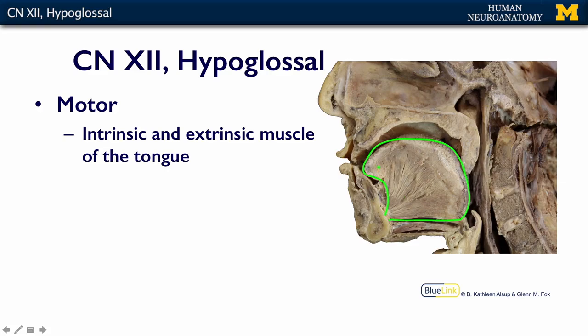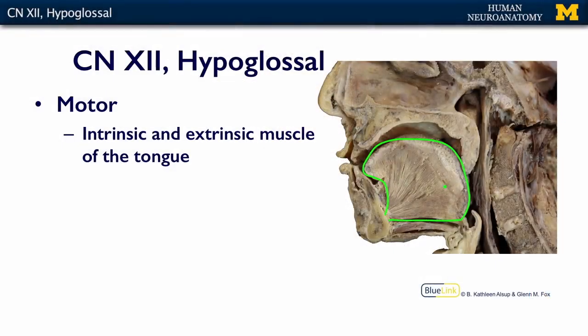The intrinsic muscles are the ones that allow the tongue to change shape, to roll up in a tube if you happen to be able to do that, and it gives the tongue shape. The extrinsic muscles of the tongue are the ones that move it around in the oral cavity. And by working together, you're able to speak and move food around in your mouth for chewing and all of those good things. So muscles of the tongue are important.